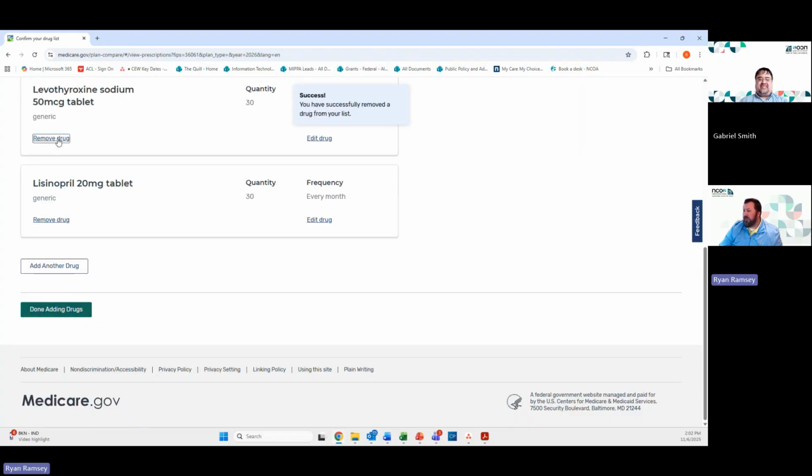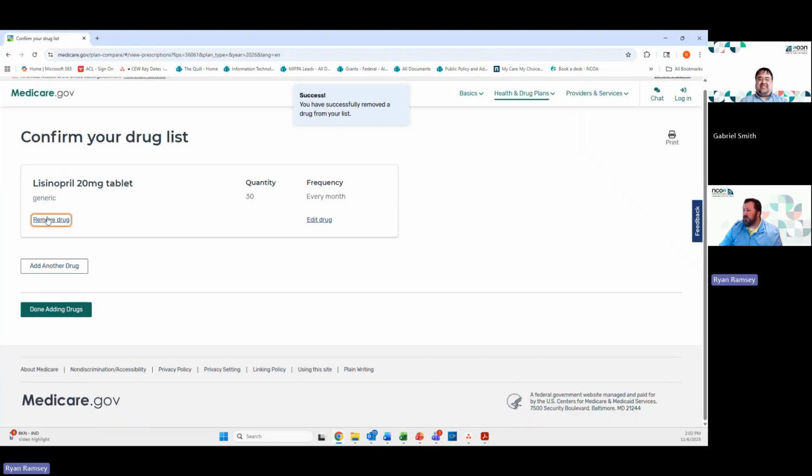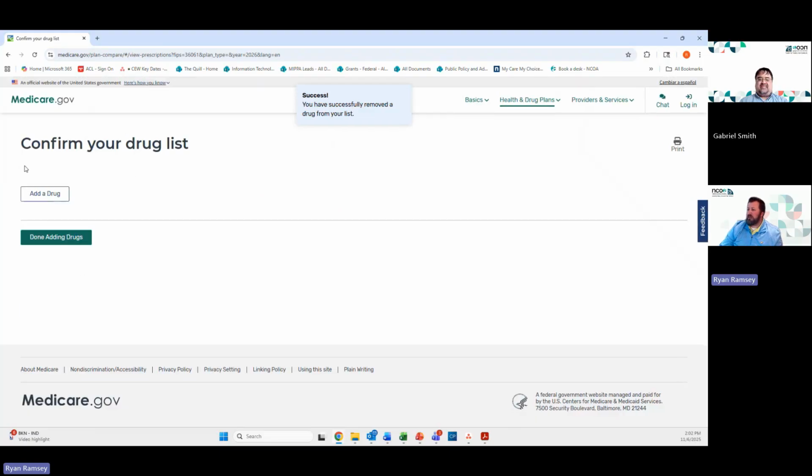Y'all will excuse me. I'm going to remove these list of drugs from previous comparisons, and we're going to see that this is how it should look when we navigate here cleanly, is that we're going to want to add a drug, and it's going to ask us, do you want to add drug cost in with this comparison? You're going to want to say yes. Yes, I do. And add a drug.